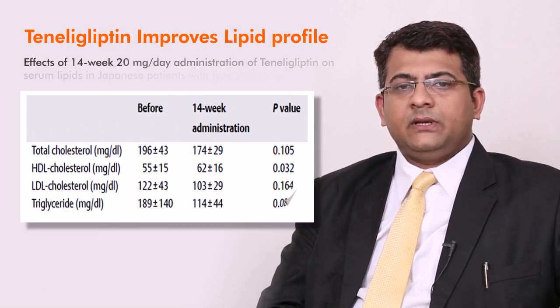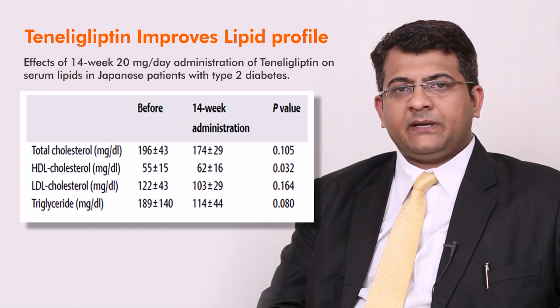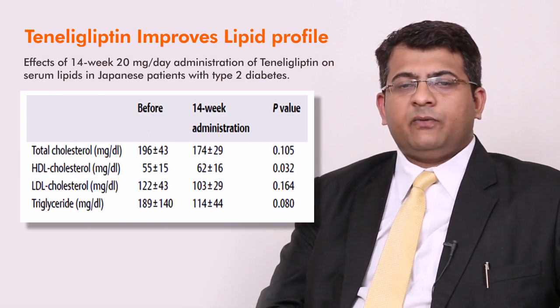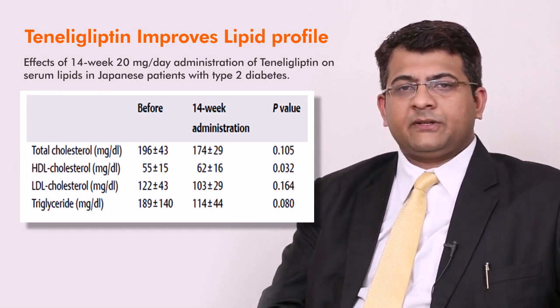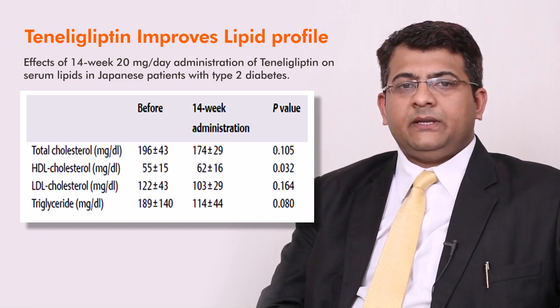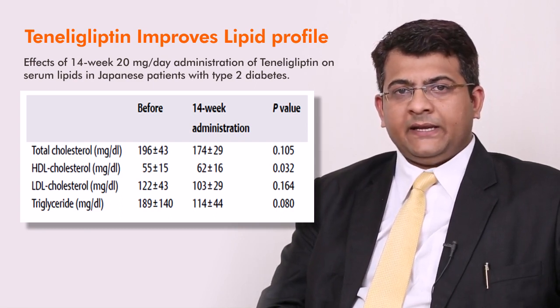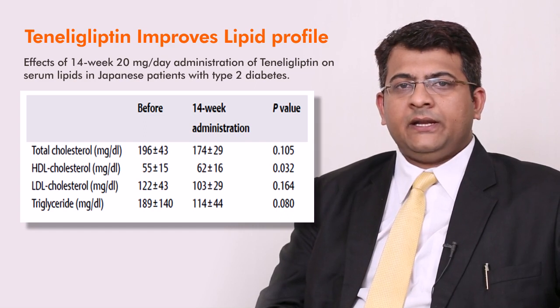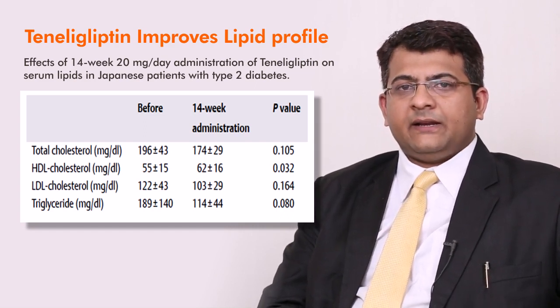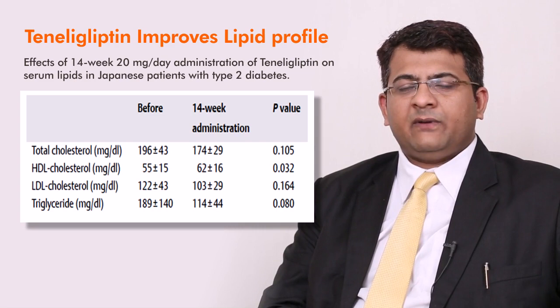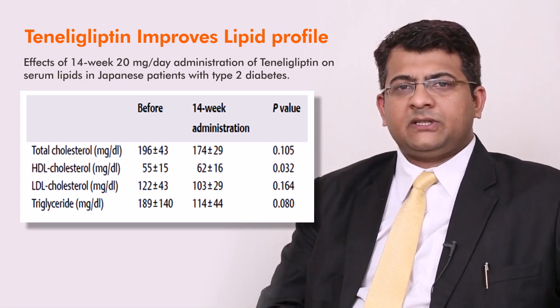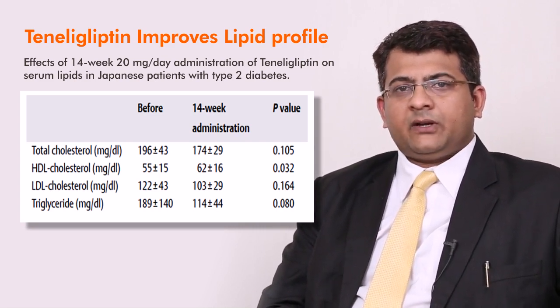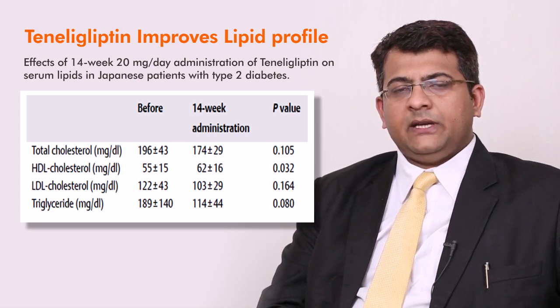In this small study of 14 weeks, they have shown the effect of teneligliptin on the lipid parameters. If you look at the before and after parameters of lipids, the HDL cholesterol quite significantly increased, having a significant p-value. The other parameters are also improved, like the total cholesterol, the LDL cholesterol and the triglycerides, but they do not have a significant p-value. But we can say the trend is towards the favorable. The molecule will not have any negative impact on the lipid parameters.